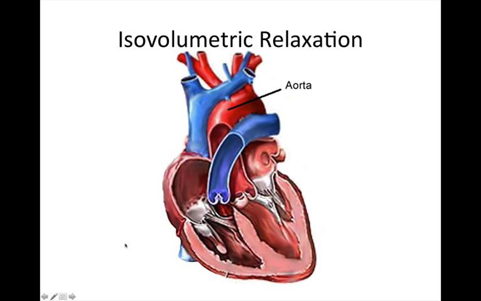And then during the last phase, what's called isovolumetric relaxation, or the quiescent period. Quiescent means, that's the high class way of saying quiet. Okay. Basically, during the quiet period, this is when all four chambers of the heart are in a relaxed state.